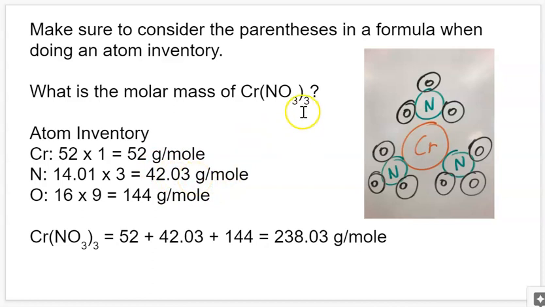And then we know that we have three oxygens per nitrate and then three total nitrates. That means we have 9 oxygens in the substance. So we take the atomic mass of oxygen, which is 16, multiply it by 9, and then we get 144 grams per mole. And now we can add these three values together and get a total molar mass for the whole compound, which will be 238.03 grams per mole.